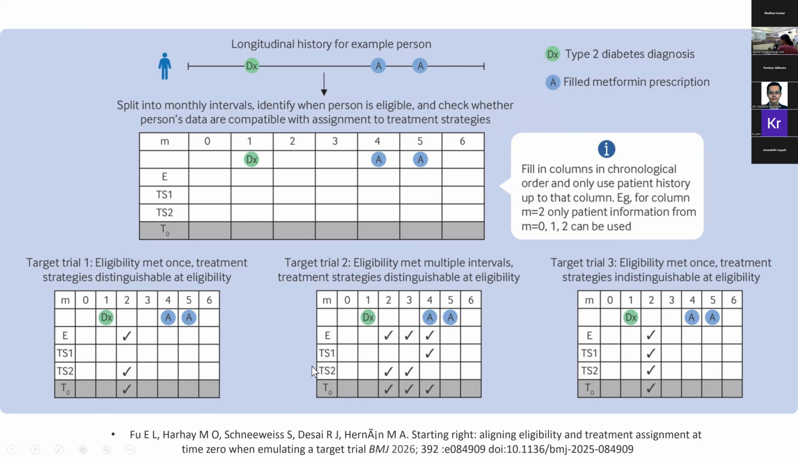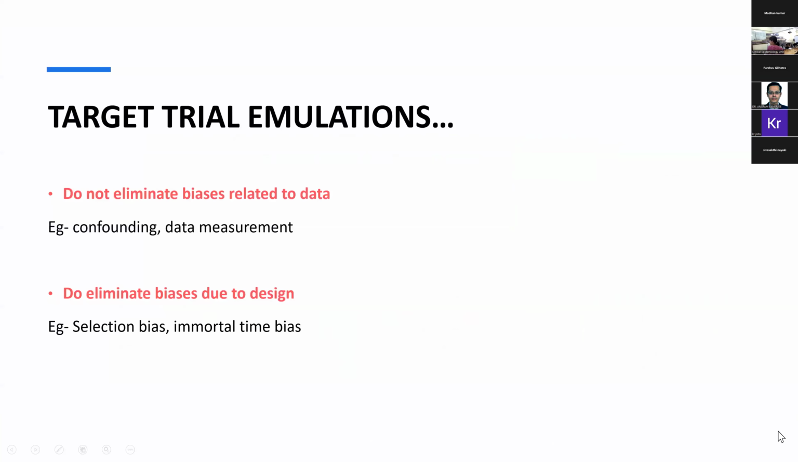After you have these tables for everybody, you decide your time 0 for each patient. As much as possible, when you choose your time 0, you should remember that you should try to coincide it as much as possible with your eligibility and your intervention.